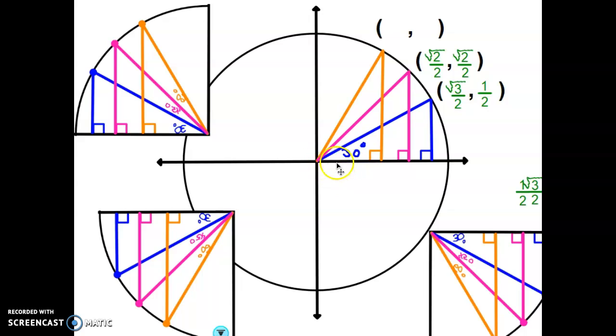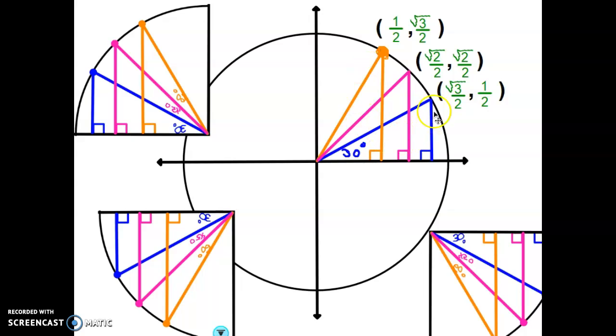And now here's my short leg, 1/2. And my long leg would be root 3 over 2. So if I wanted to figure out this orange point right here, kind of messy, sorry about that. We went over 1/2 and up root 3 over 2. So there's my x and there's my y.